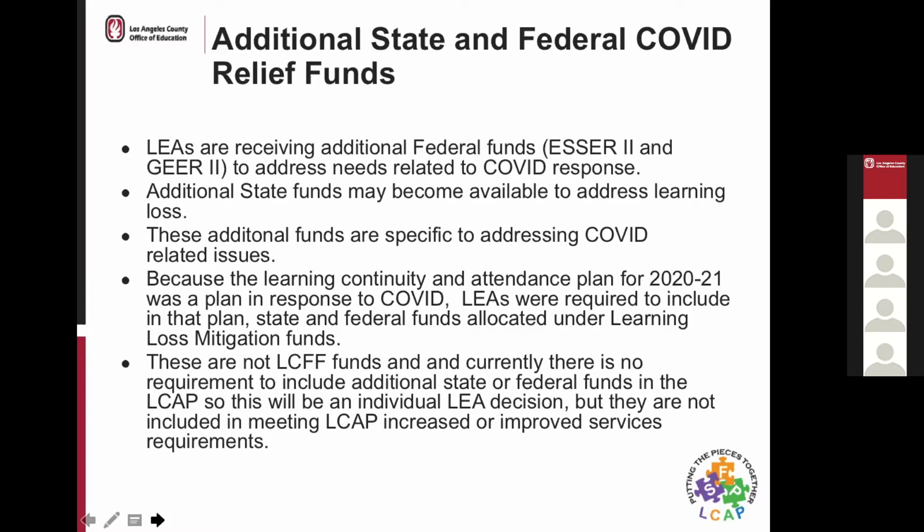And because the learning continuity plan was focused on COVID-related issues, LEAs were required to include some of that federal and state learning loss mitigation funds. But these aren't LCFF funds, and currently there's no requirement for you to include these additional funds in your LCAP. So this is an individual LEA decision. And these are not included in meeting the increased or improved services requirement, because LCFF funds need to be a part of that. But the question is, do you include these to give a full picture of all the services that you're providing, or do you want to pull those out separately? It's just something you need to consider, and it's a district decision.